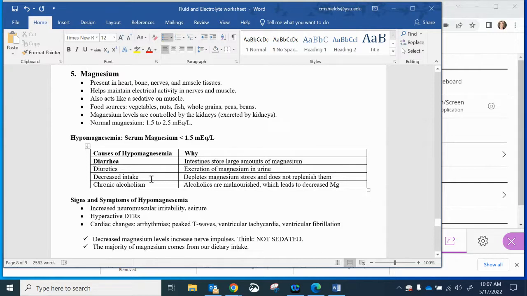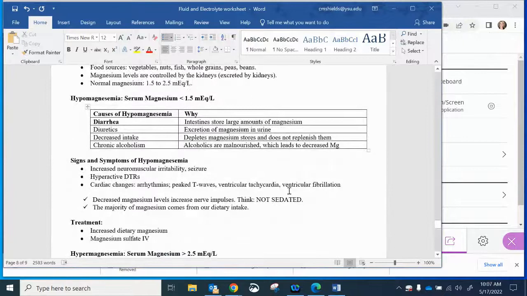Decreased intake, if somebody's just not taking it. And again, chronic alcoholism. Alcoholics are malnourished, which leads to decreased mag, decreased calcium, decreased phosphorus. All those long-term effects that we see in a chronic alcoholic. Signs and symptoms of a low magnesium: increased neuromuscular irritability, seizure. Hyperactive deep tendon reflexes. Low magnesium, like low calcium, causes increased symptoms. Cardiac changes.